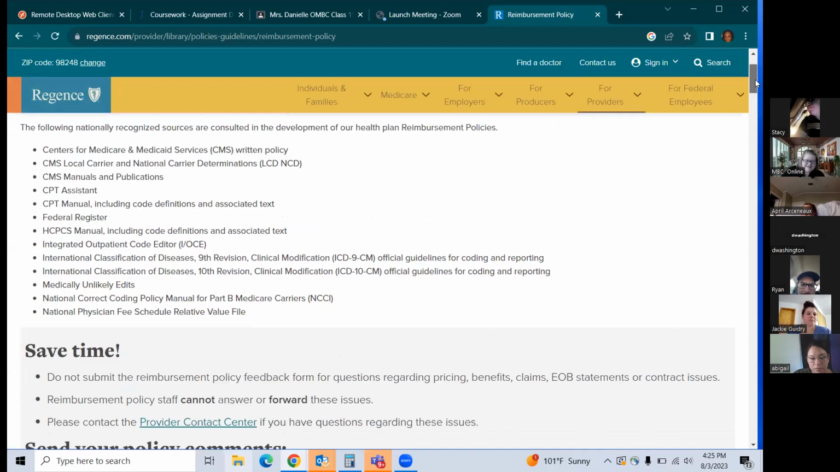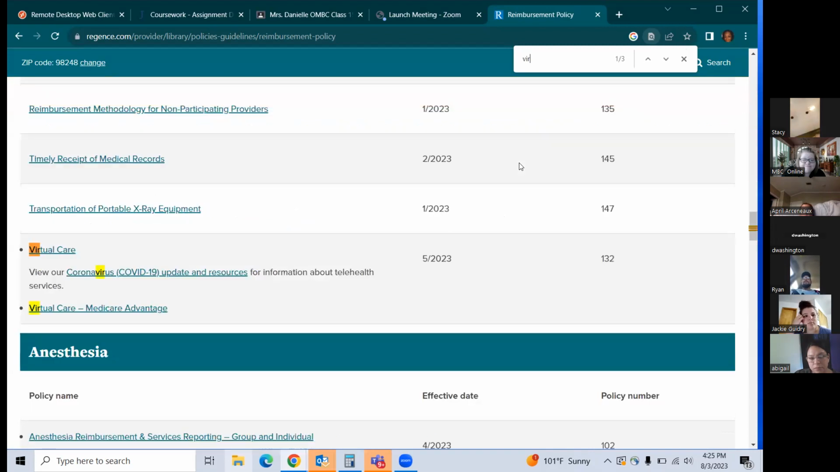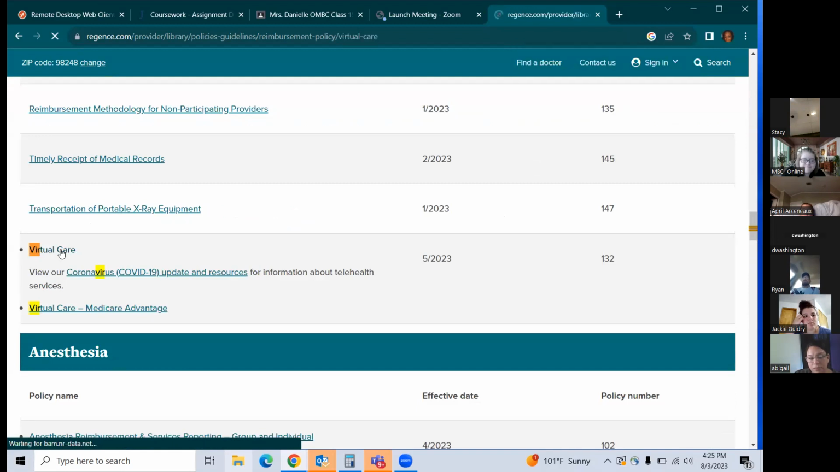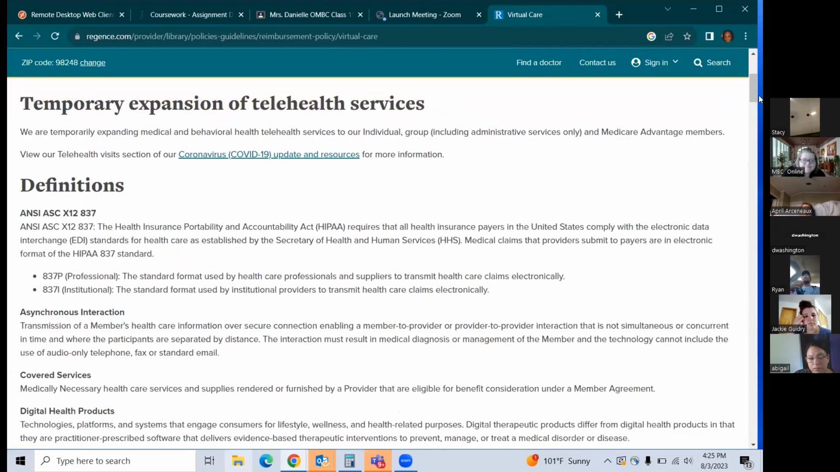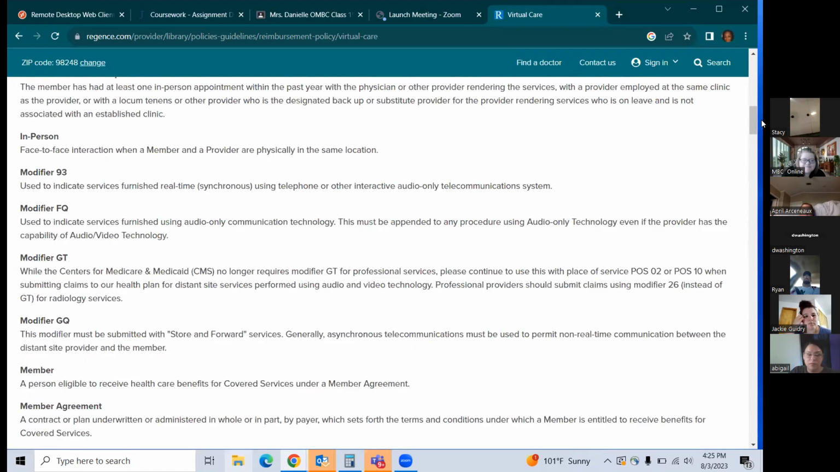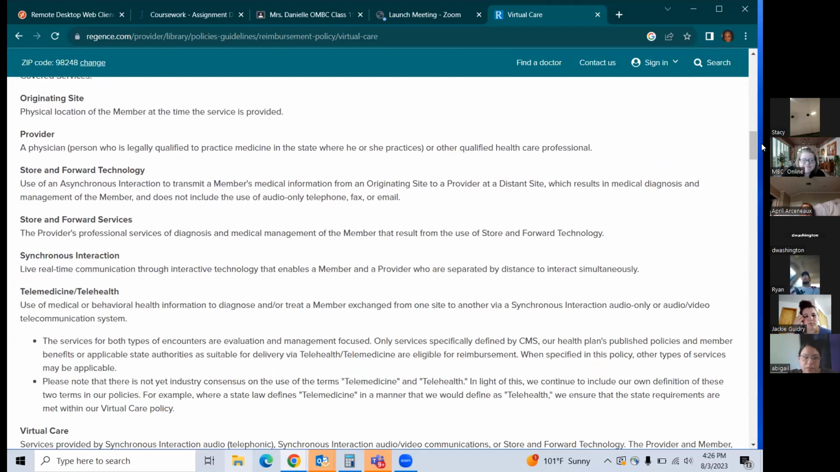Okay, so this goes into our reimbursement policy. So again, we're going to make it easier for ourselves. We're going to use our Control F function, our Control Find, because we don't want to read all this stuff if we don't have to, right? So let's type in virtual, and there we have virtual care. And this is going to give us a breakdown of all of our modifiers that we can use for virtual care, which is telehealth for this specific payer.